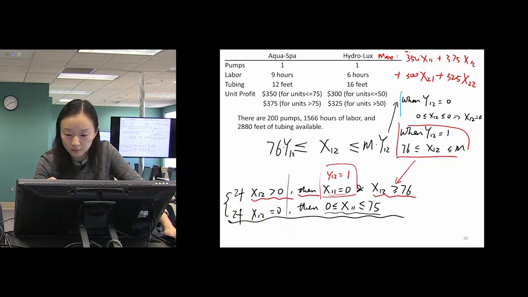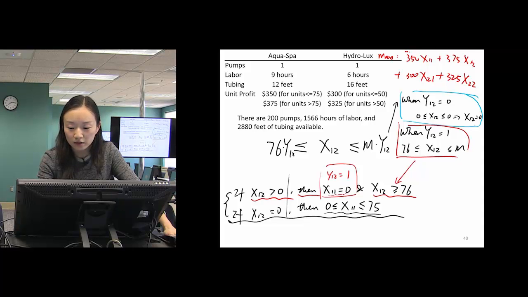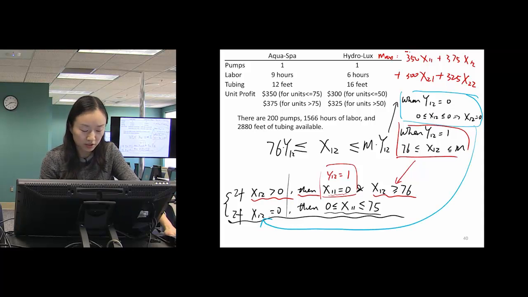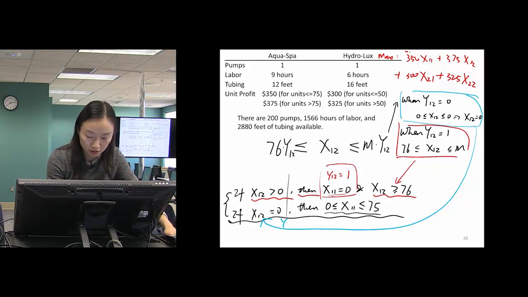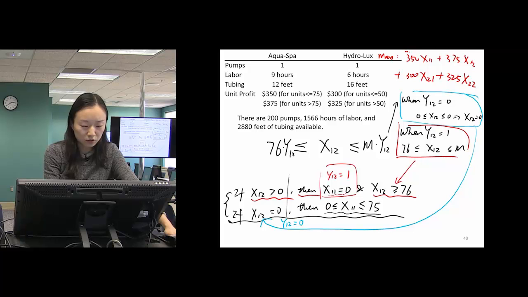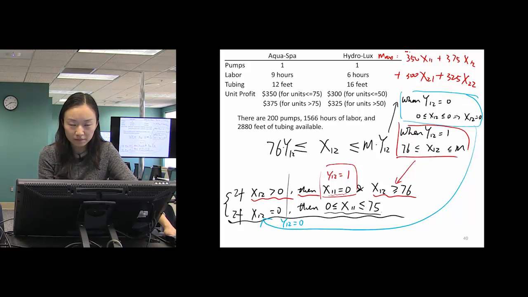Okay, this part. We get that when y is 0, x12 is equal to 0, which is here. Okay, now x12 is 0. At this moment, y12 is 0 here. And when this x12 is 0, we want our x11 to be between 0 and 75. And when x12 is greater than 0, which is when y is 1, we want our x11 to be 0.